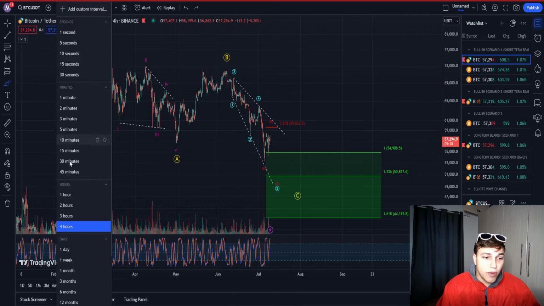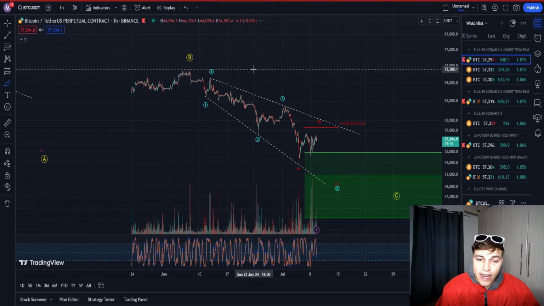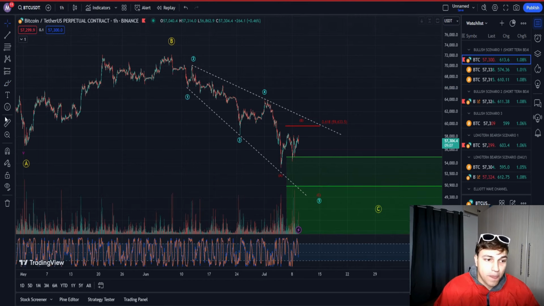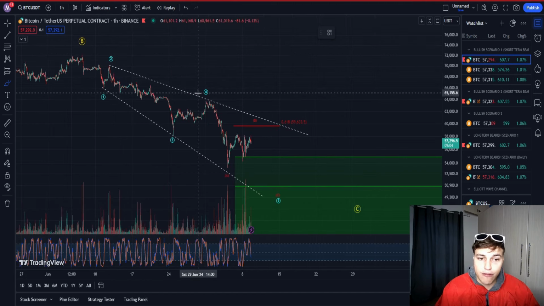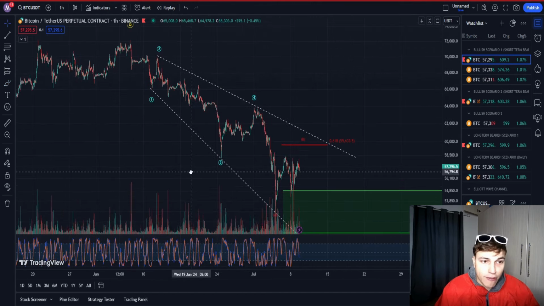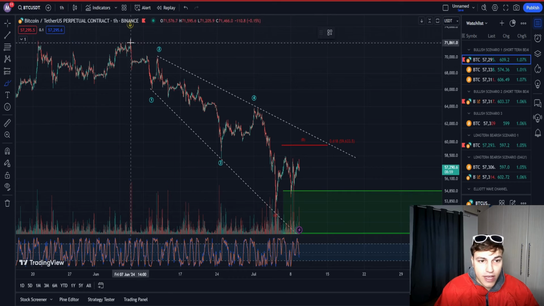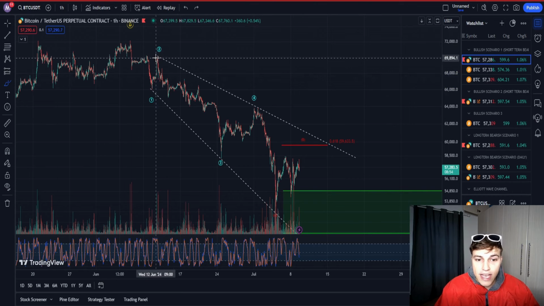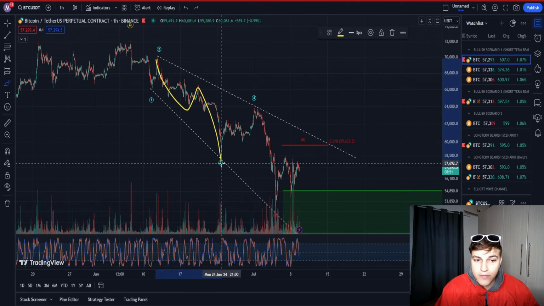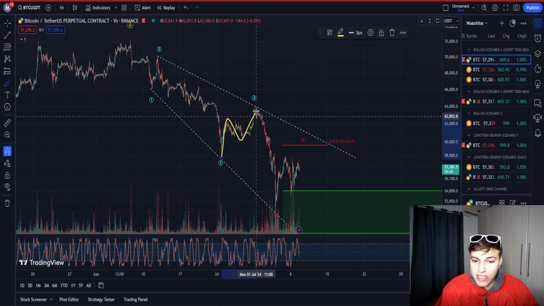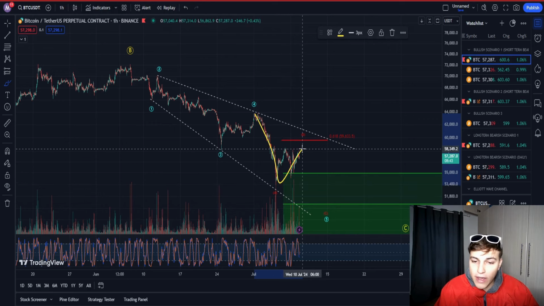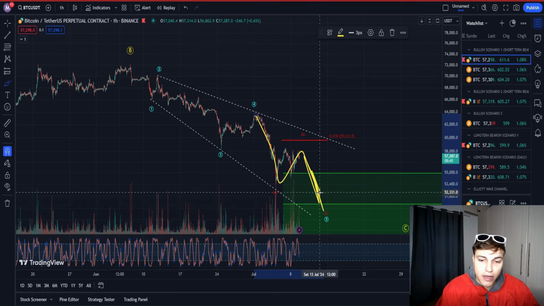In this C wave, this is a diagonal, and remember, in a diagonal there is always a 3-wave structure in each wave. So in wave 1, if I zoom in some more, we have an A, B, C. In wave 2, an A, B, C. In wave 3, an A, B, C. 4, A, B, C. And in wave 5, at the moment, we have an A wave down, a B wave at the moment, and then one more drop to the C wave.